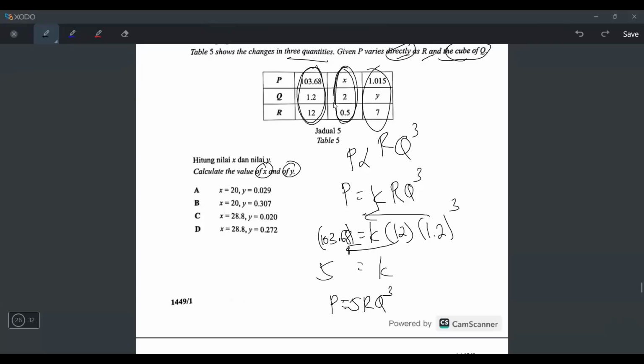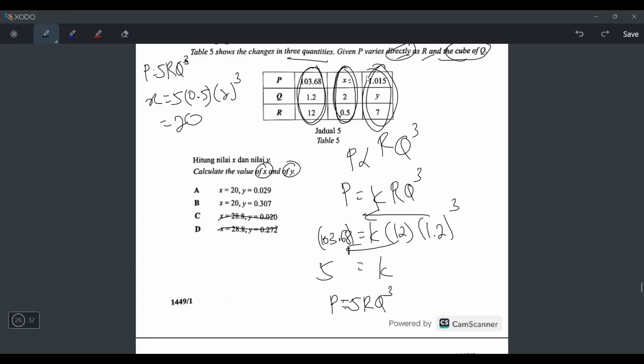Okay, if you look at the second column of the table, this is X. And X is actually the value of P. So we already know P is equals to 5RQ cube. So how to find the value of X? Well, you just ganti the P with X, and then ganti the R with 0.5, and then the Q is 2. So ganti with 2 power 3. Just press lah, 5 times 0.5 times 2 power 3, which is 8. So 20. Okay. So C is wrong, D is wrong. It's either A or B.